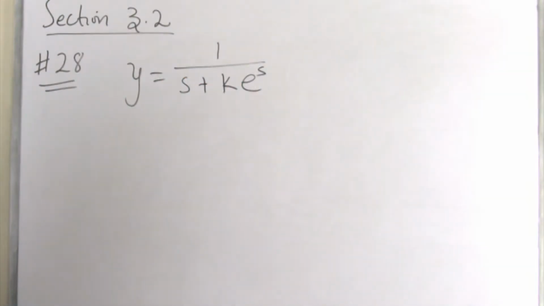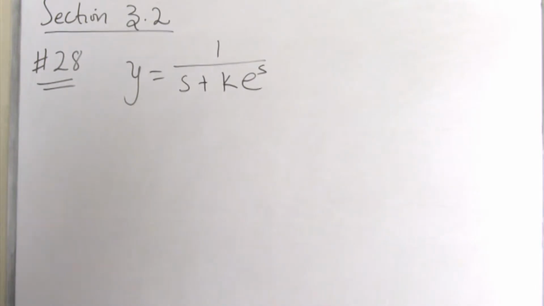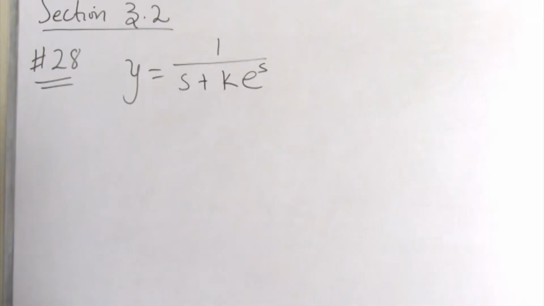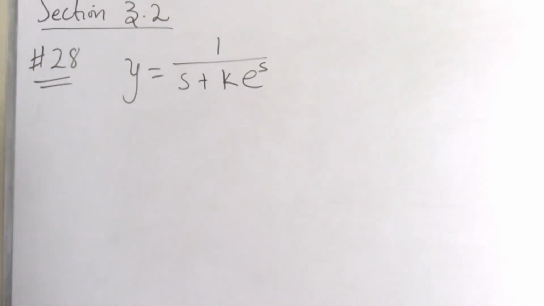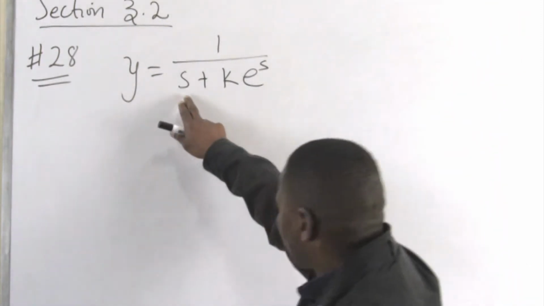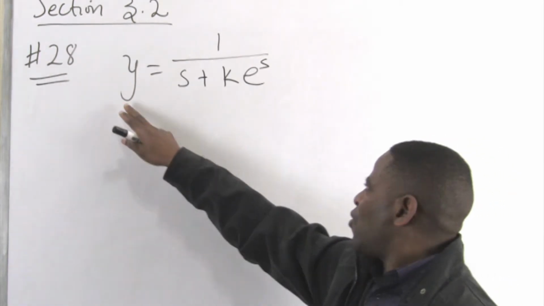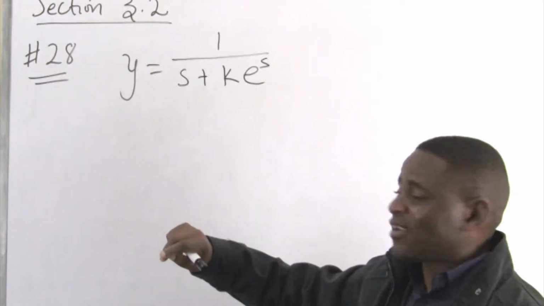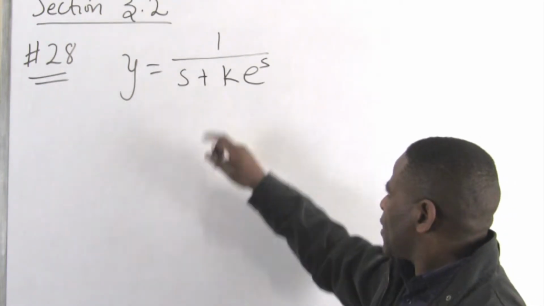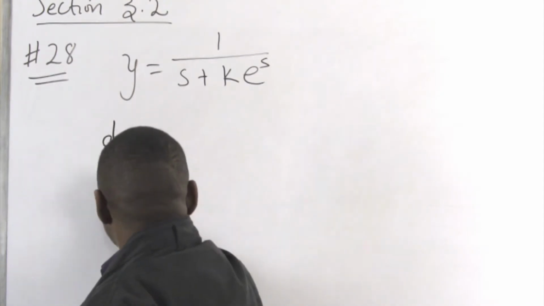Number 28 ku section 3.2, umbuzo wethu olandelayo. Sicelwa ke lapha ukuthi sithole i-derivative ka y lena esinikezwe yena. Lapha ke sizothatha ngokuthi u-s i-independent variable yethu, u-y is the dependent variable yethu, u-k i-constant. So sizothola ke lapha sithola u-dy ds.